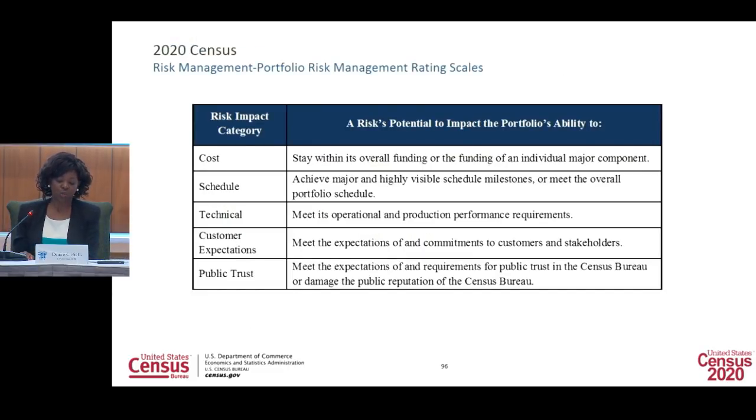Now, I'd like to highlight a nuance in our approach to determining the probability and impact of our portfolio level risks. The probability is based on the likelihood of the risk occurring, which is standard for risk management. However, the impact is assessed in five separate areas individually, which are listed on this slide. They include cost, schedule, technical, customer expectation, as well as public trust. The highest rating across each of these areas becomes the overall impact number that is multiplied by the probability to determine our overall rating. This approach allows us to do a more detailed assessment of our risks in each of the individual impact areas.